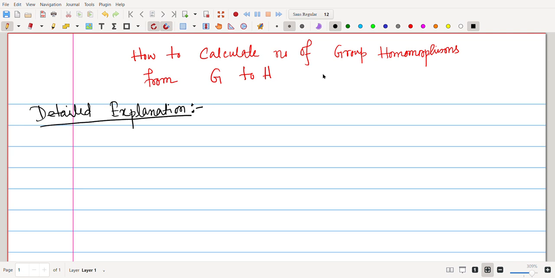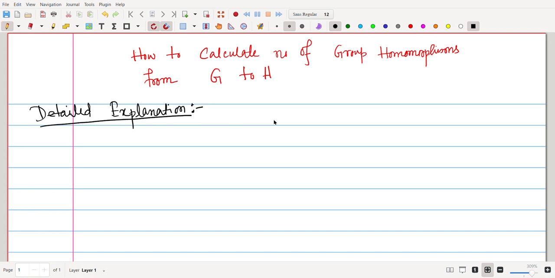In this video, I am going to talk about how to calculate the number of group homomorphisms from a finite group G to a finite group H. In most of the exams like JAM, NET, GATE, and also in the subjective question papers, this kind of question usually comes: compute the number of group homomorphisms from some group to some group. You can find a formula for some particular groups, but in general it is quite difficult to count.